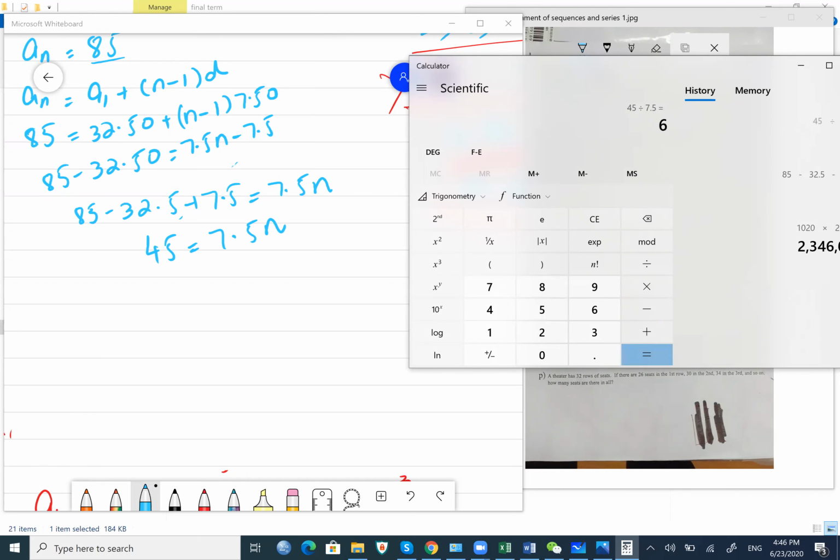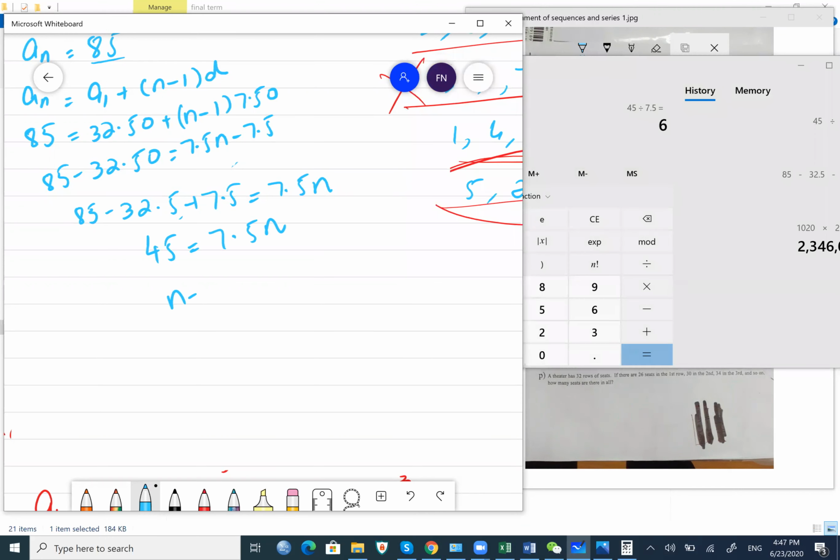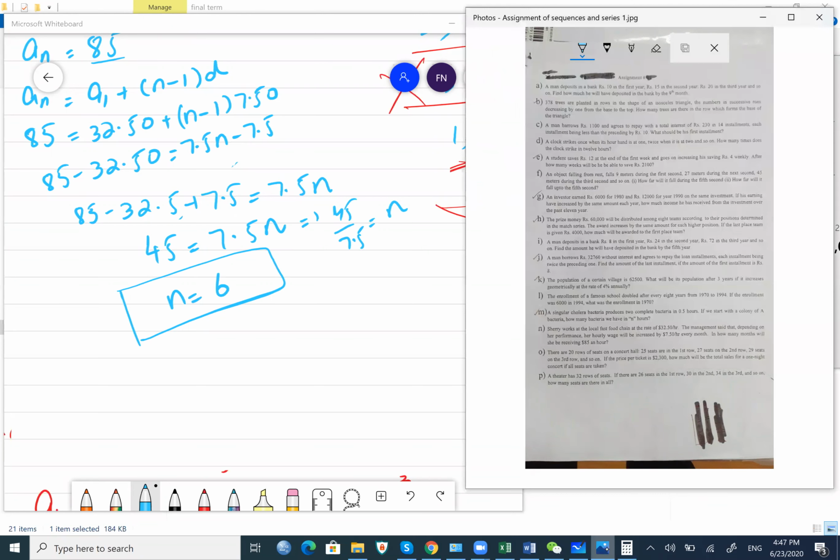Are you writing now? I cannot see. Can you see now? Oh, now I can see. Thank you. So N equals 6, if you divide 45 by 7.5. In 6 months she will be receiving 85. Is that clear? Any other question? I have a lot. No problem. You can ask all questions.